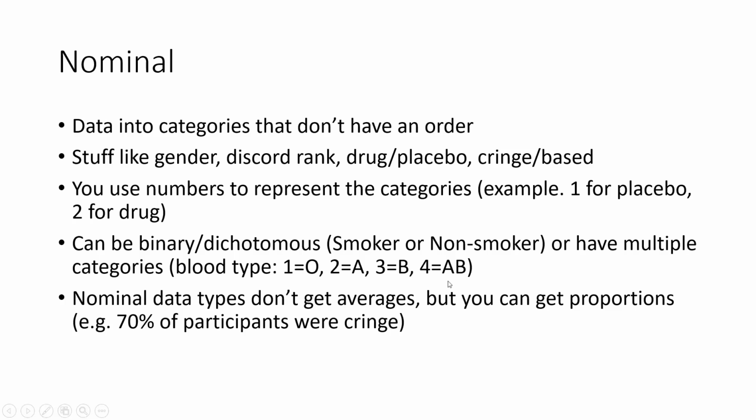But what you can do is you can get proportions. So you can say that 40% of the participants were blood type O, or 70% of the participants were cringe, or 130% of the participants voted for Putin in the past Russian election.